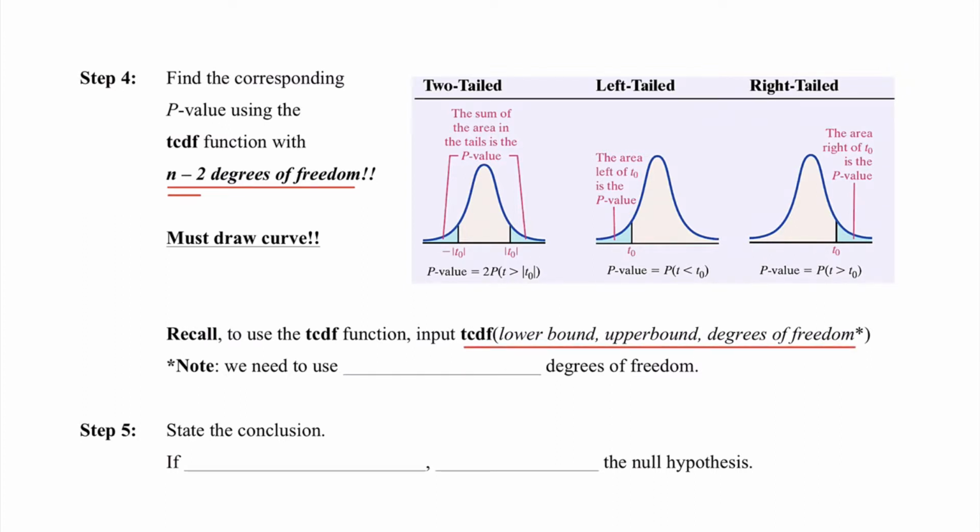We go lower bound, upper bound, and then our degrees of freedom. And just to repeat, we need to use n minus 2 degrees of freedom. Once we have our p-value, we'll be able to state the conclusion, and we know that if the p-value is less than alpha, we get to reject the null hypothesis.